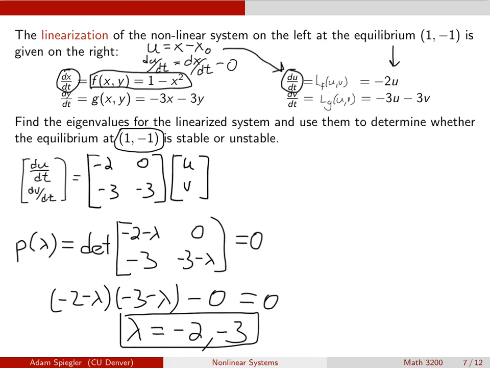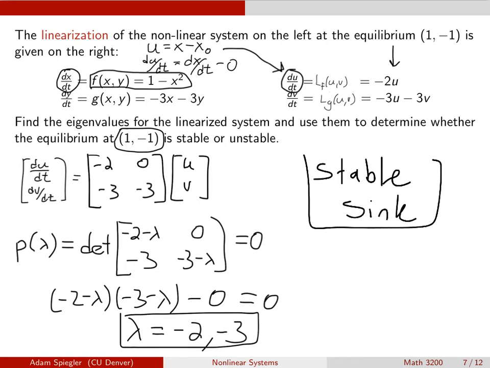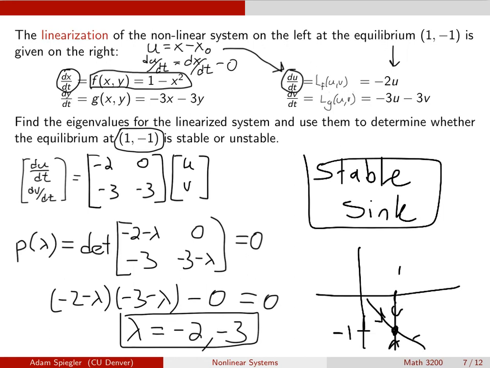And so when we have two distinct real eigenvalues and they both happen to be negative, then this is going to give us a stable sink. Meaning that at the point (1, -1), we've got a couple of negative eigenvalues. So I don't know what the eigenvectors are, but maybe they look like this and like this. And what we can see is that in this case, everything should be heading in towards that equilibrium.